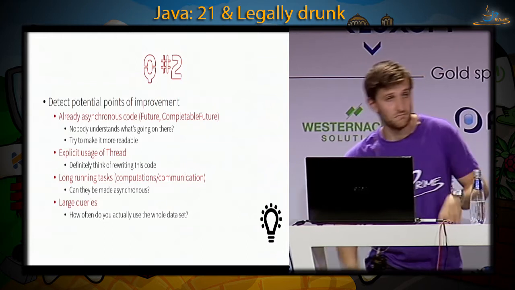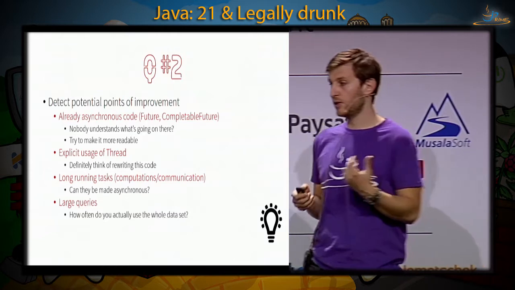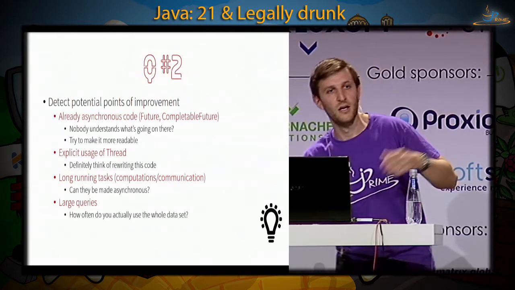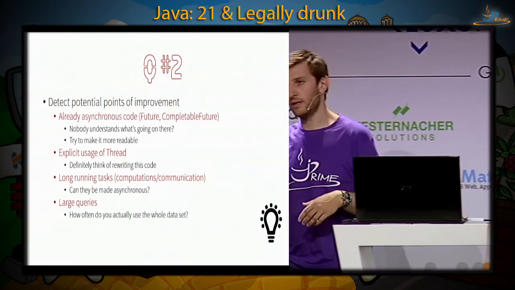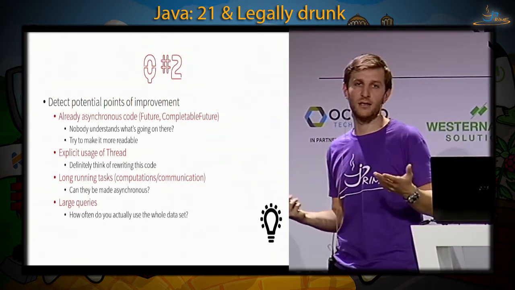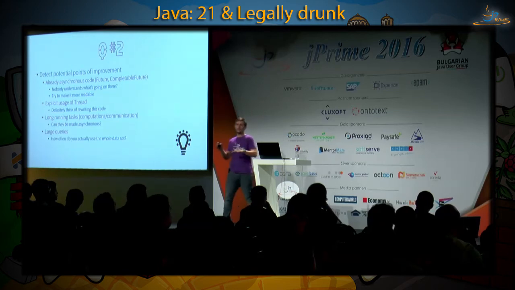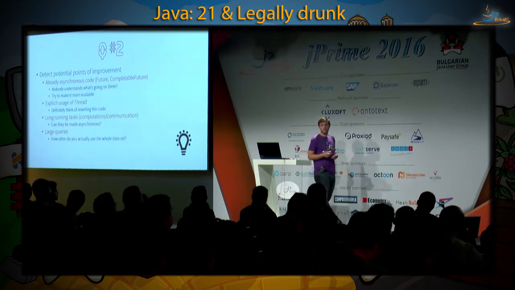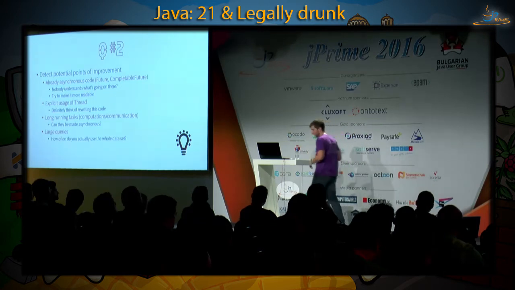Large queries. Do you really need the whole data set? We mentioned that when we talked about Netflix. If you have a very large data set, do you actually need the whole data? Usually people just go through that data set until they find something that they need. So maybe your data set could be returned iteratively, one item at a time, and then when you find the item you are looking for, you can just cancel the whole communication. That way, you would definitely save yourself some resources, right?